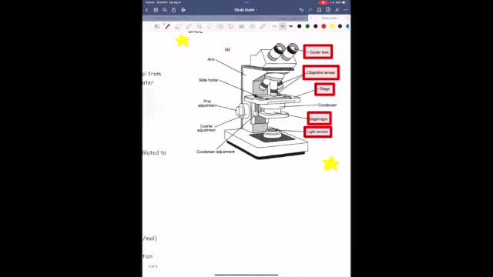You also have a couple of adjustments that you can make. You have coarse versus fine adjustments, or fine focus. Coarse is going to be for big movements, and fine adjustment is going to be just making those small, tiny adjustments. That's right, tiny adjustments.